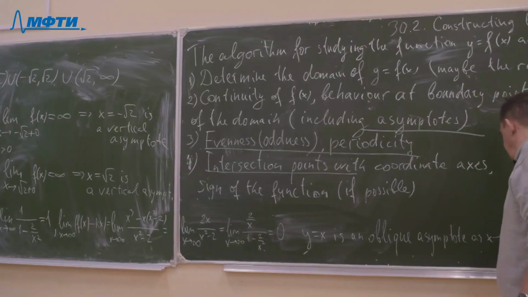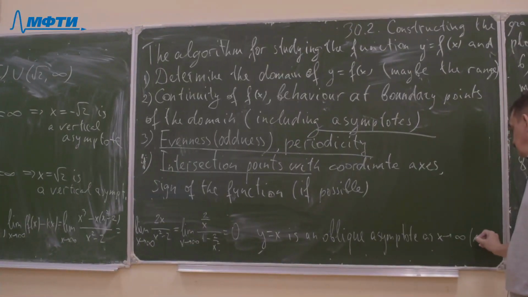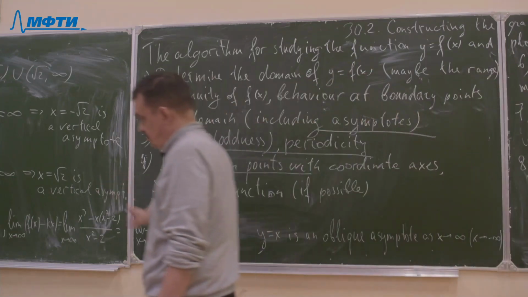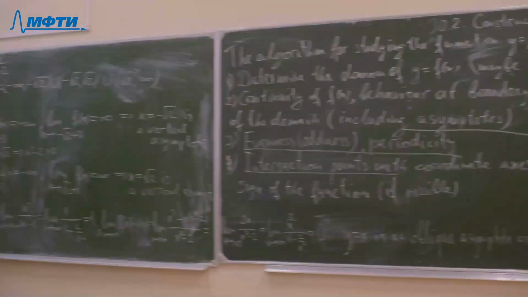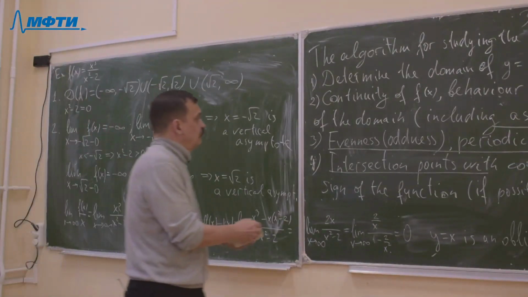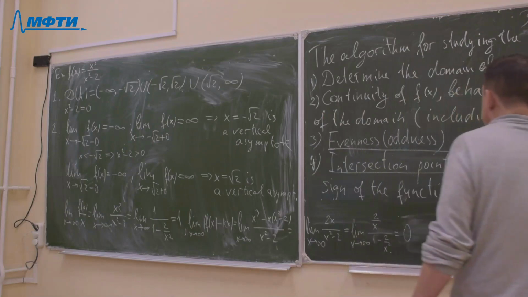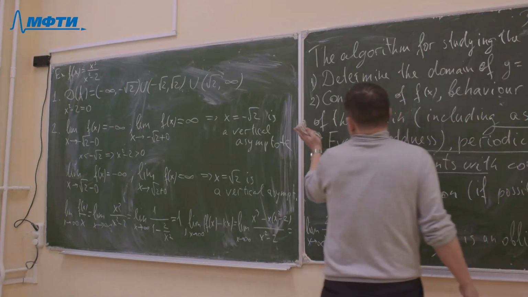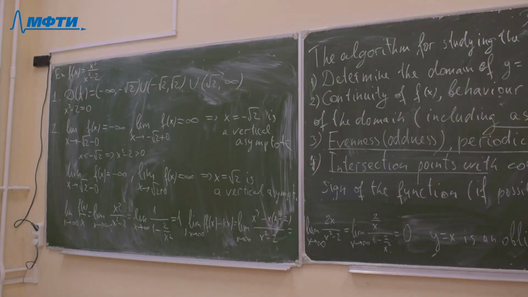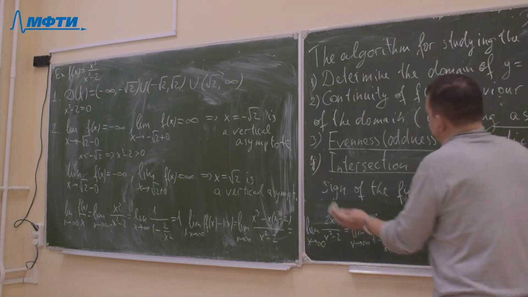as x tends to infinity, and in fact the same computations are valid for x tends to minus infinity as well, right? Because nothing changes. So we completed the second step, the behavior at boundary points of the domain. Boundary points are infinities and plus minus square root of 2.